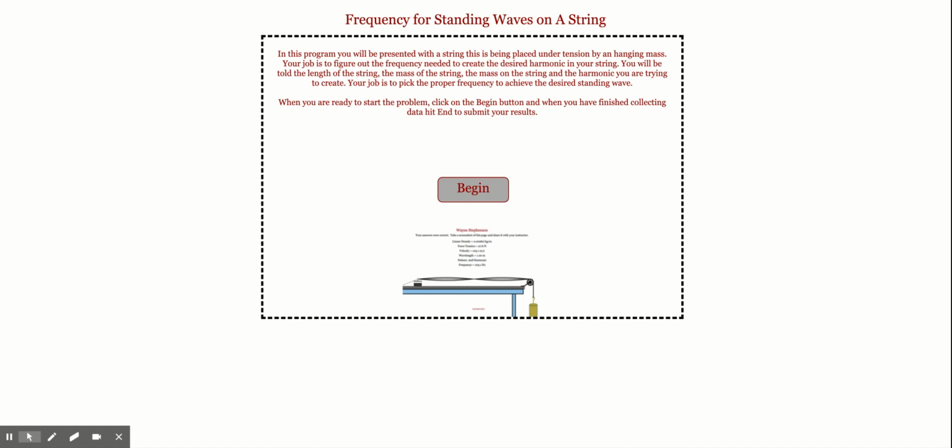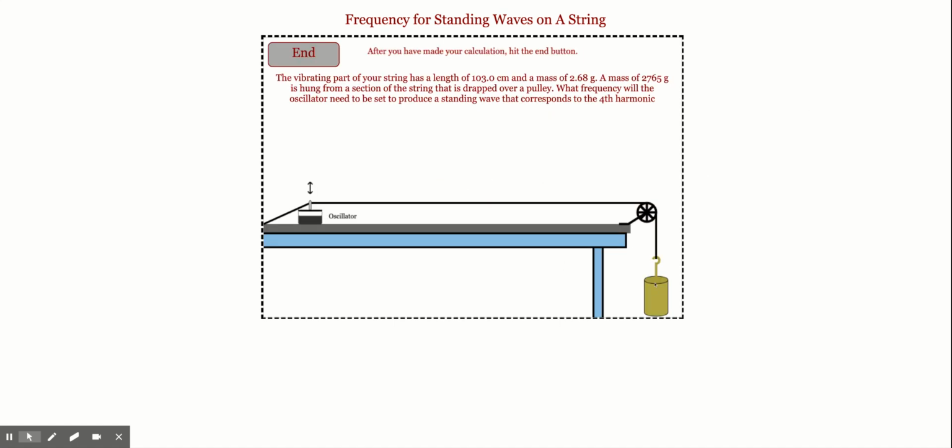Hey everybody, we're going to take a look at frequency for standing waves on a string today. If I hit begin, you'll notice we have a hanging mass over here, and we're going to hit the fourth harmonic with a string that is oscillating up and down at a certain frequency. They want to know the frequency the oscillator needs to be set to so that it's able to oscillate to the fourth harmonic of this string.